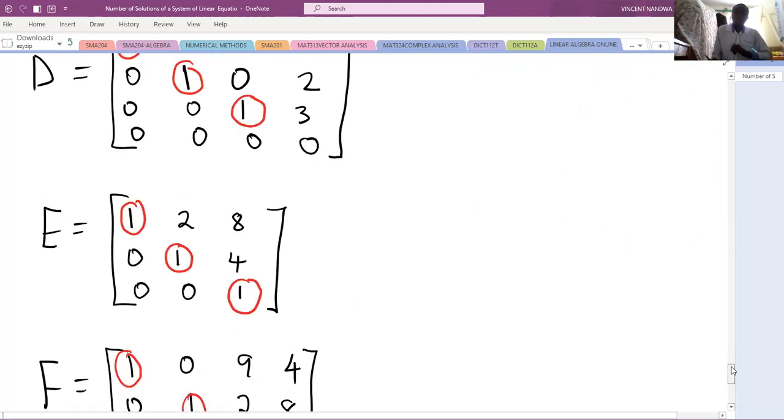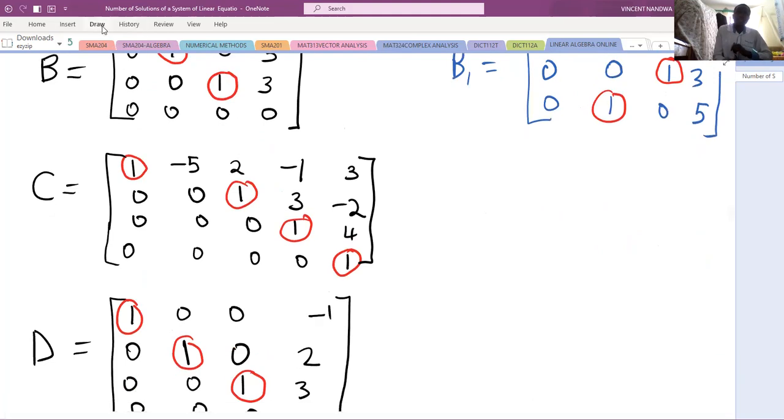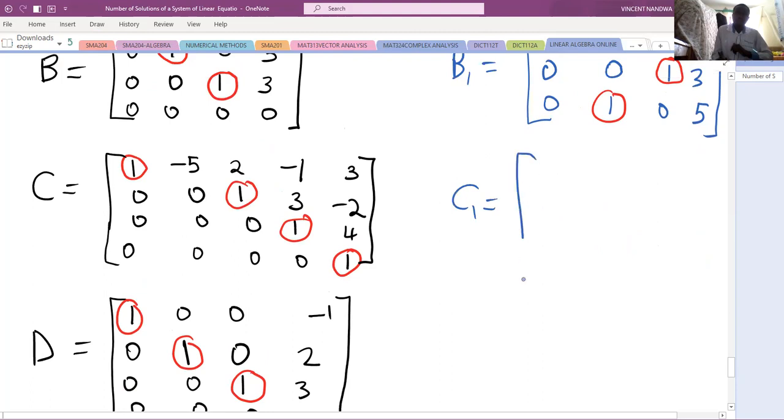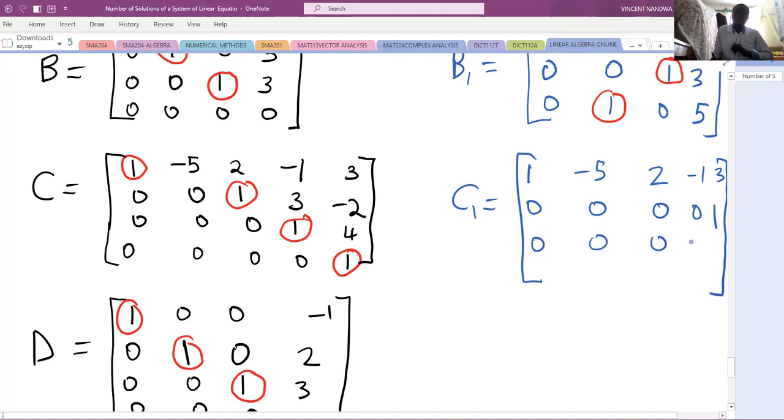If I have this matrix called C1, I have 1, -5, 2, -1, 3, and then I have 0, 0, 0, 0, 1, and then I have 0, 0, 0, 1, 4, and then I have 0, 0, 1, 3, -2.